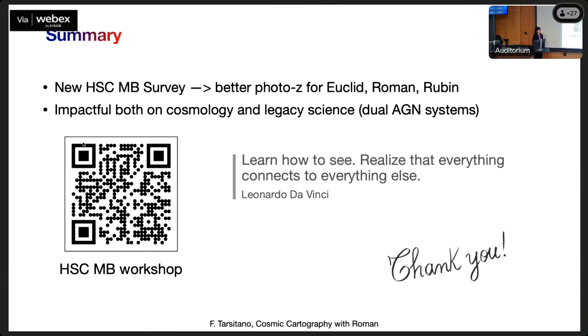So to summarize, in this talk, I put emphasis on the fact that in the next few years, in order to unlock the full potential of surveys like Euclid and Roman, we need more accurate photometric redshift and galaxy SED reconstructions. And this can actually allow us to make an improvement in precision cosmology, as well as opening new windows in galaxy evolution and AGN science. And a survey like this new HSC medium band survey will play a key role in building up this bridge.